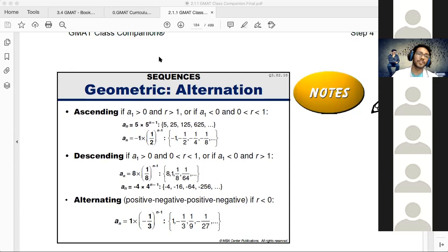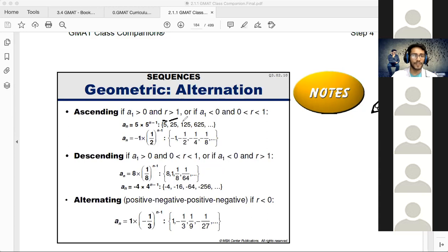Now, the common ratio can be more than 1, it can be less than 1, and between 0 and 1. Yes, because it's a ratio. A ratio can be greater than 0 or less than 0. So according to that, you will substitute it.